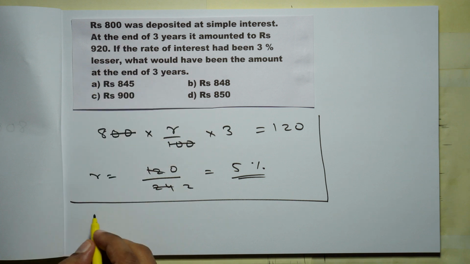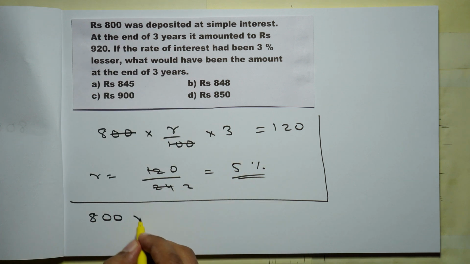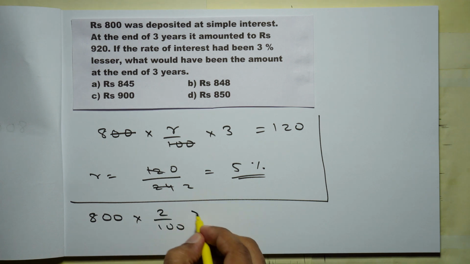The sum that was deposited was 800 and you are getting 3% less, which means that you will get only 2% of 800 per year. Like that for 3 years. This is the interest that you will be getting. So we'll just calculate this.